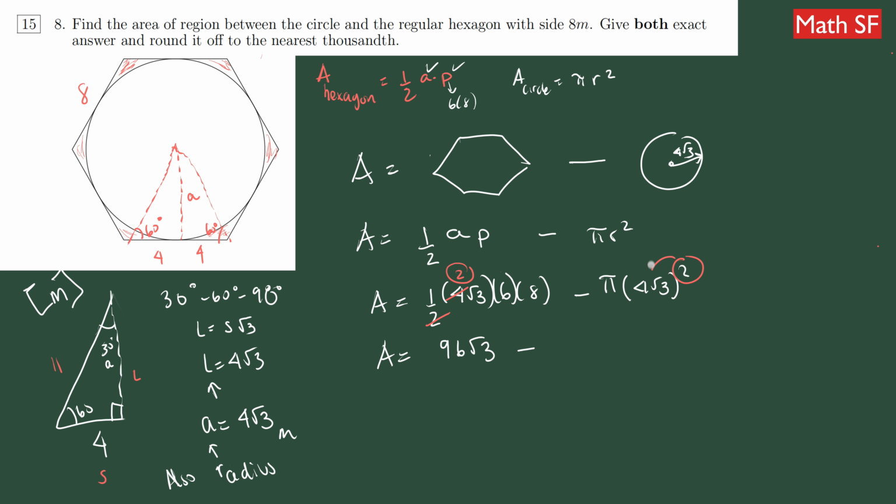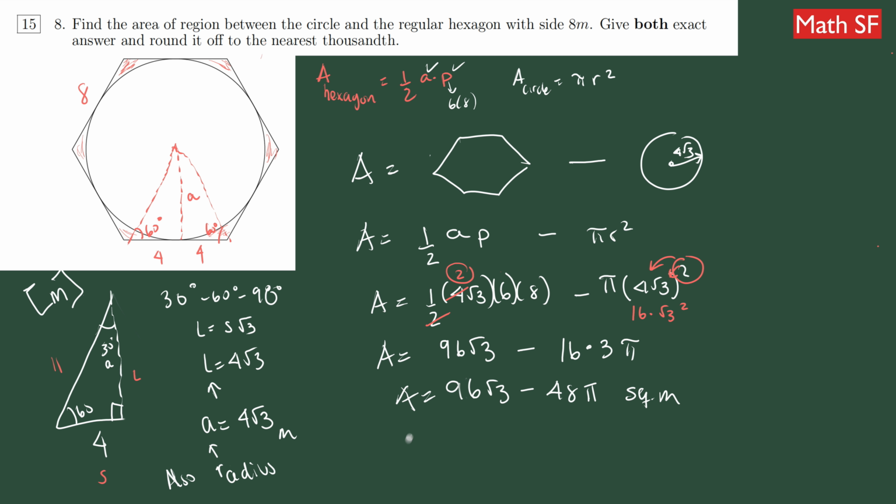So this is squared for each of them, okay? So it's actually going to give you 16 times root 3 squared, which becomes 16 times 3 pi. So area is equal to 96 root 3 minus 48 pi. This is my exact answer, which is in square meters.